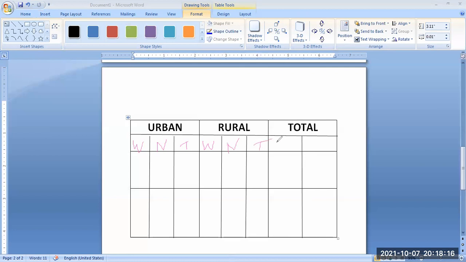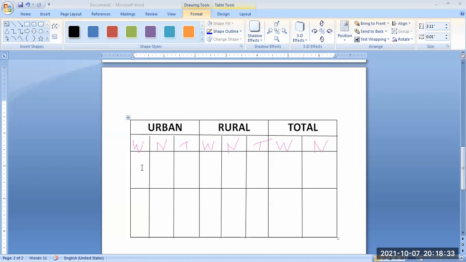Then again, here in this one, workers how many, non-workers how many. Total in Indian population, workers how many, non-workers how many, I want to show. Now coming to this.